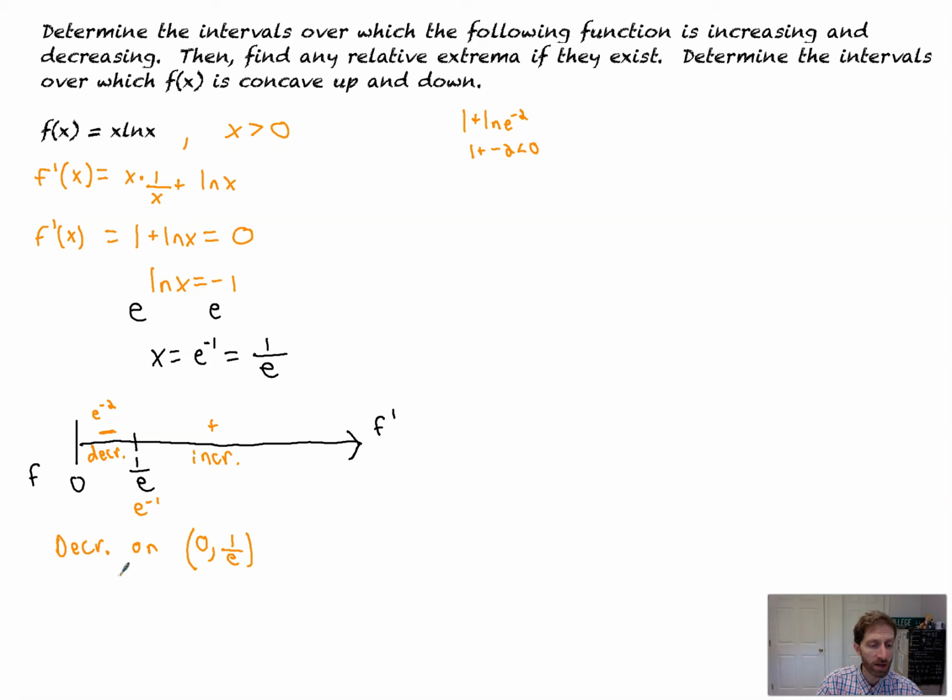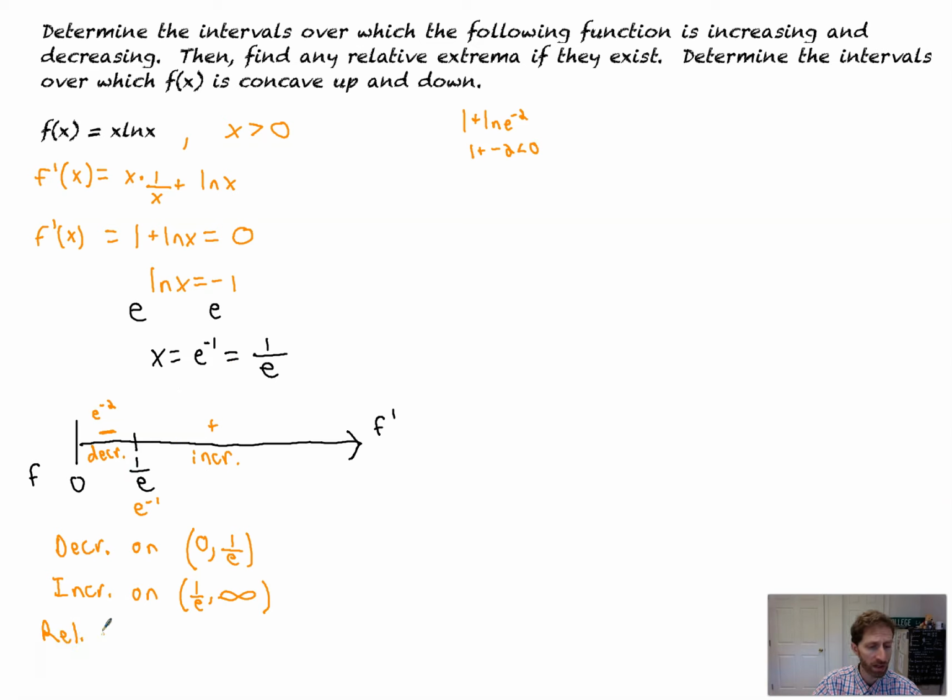We'll do that in interval notation. And then where are we increasing? We're increasing on 1 over e to infinity. That's it. Now, where will there be a relative min or max, if any? Well, since f prime changed from negative to positive at 1 over e, we've got a relative minimum.